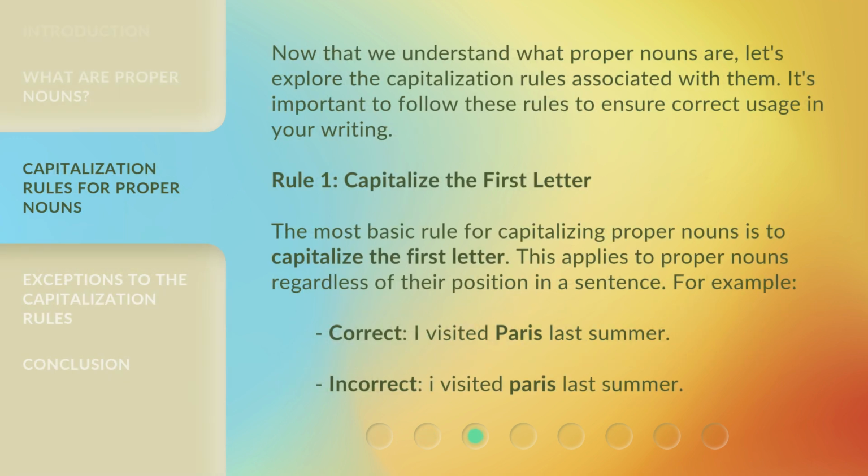Now that we understand what proper nouns are, let's explore the capitalization rules associated with them. It's important to follow these rules to ensure correct usage in your writing. Rule 1. Capitalize the first letter. The most basic rule for capitalizing proper nouns is to capitalize the first letter. This applies to proper nouns regardless of their position in a sentence.